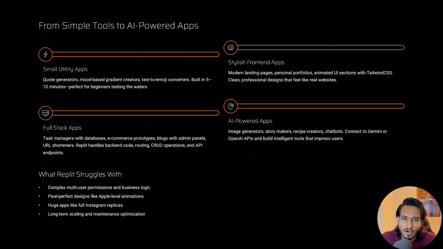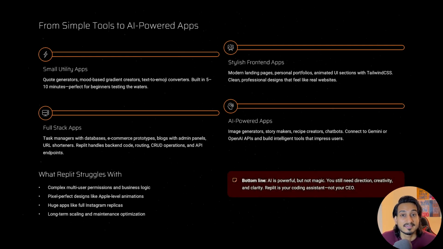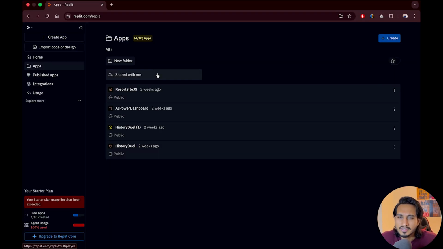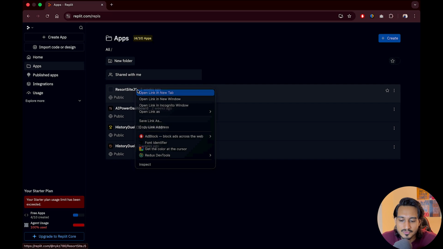So by looking at all of it, there is a simple bottom line: AI is powerful, but it's not magic. It still needs direction, creativity, and proper clarity of what exactly needs to be built. It's your coding assistant, not your CEO. Remember that.